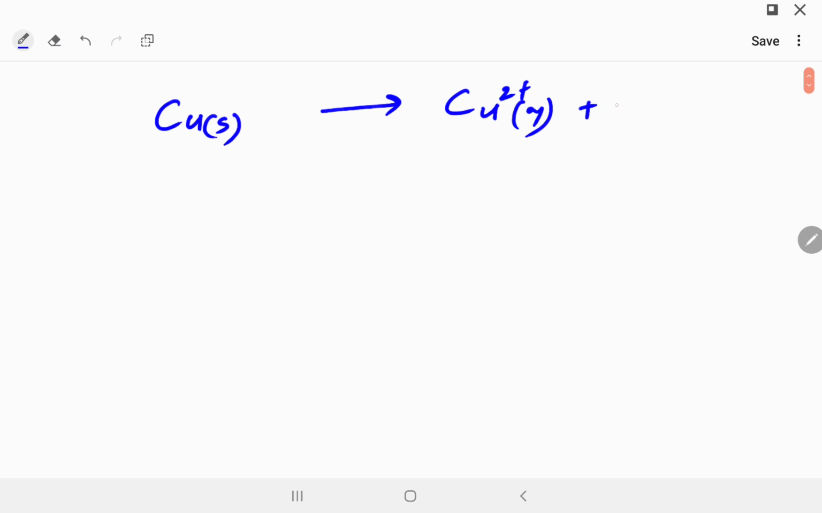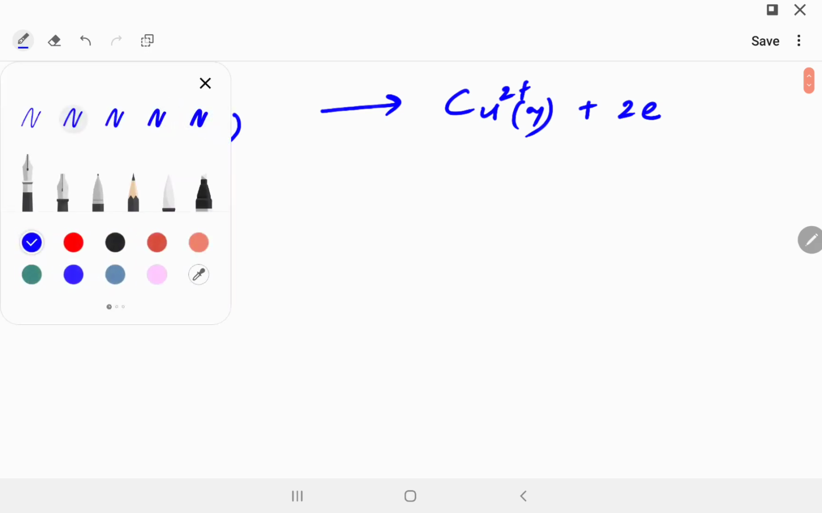Because it is losing electrons. How many electrons is it losing? It is 2 electrons, okay? If you don't know how many electrons it is losing, that is fine, okay? This is how you do it.